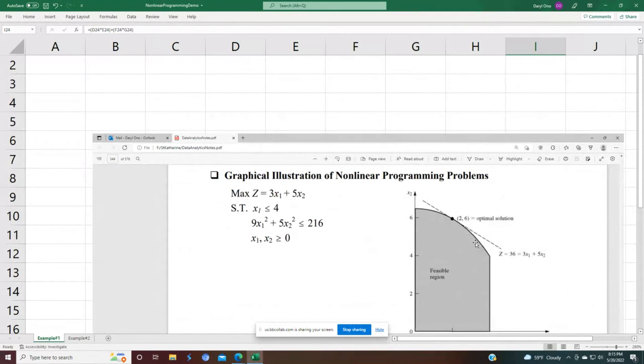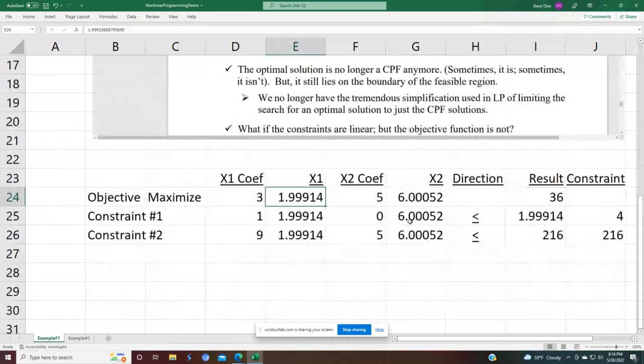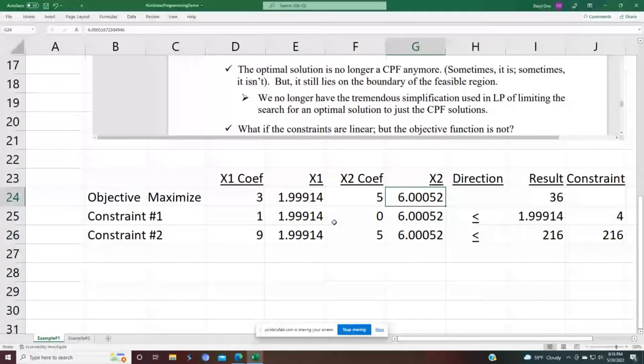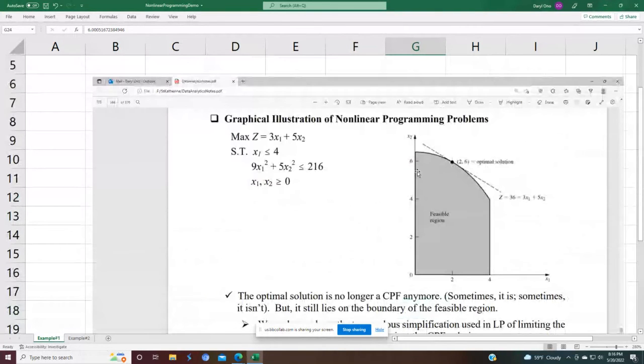The answers shown in our class notes is x1 is equal to 2, x2 is equal to 6. Here's x1, x2, a little bit off, but just a little bit. Basically, we were able to derive the correct answer. So we see then that the solver in Excel is robust, and we're able to replicate the results that we have in our class notes.